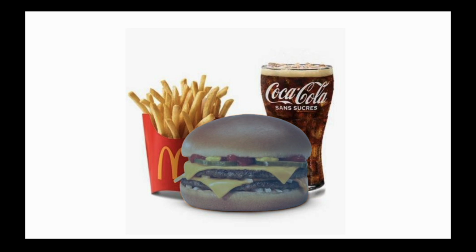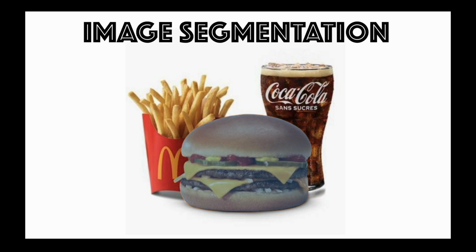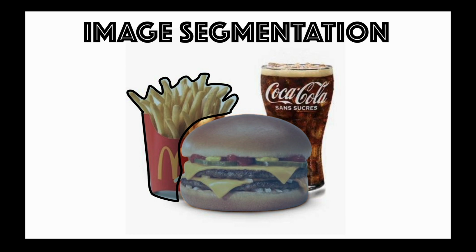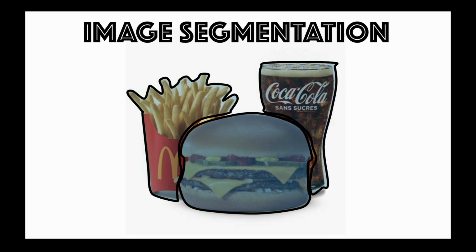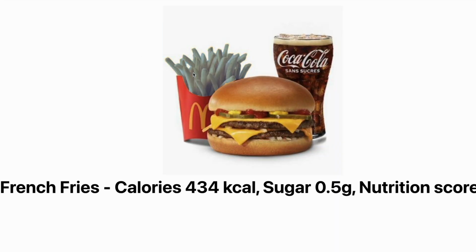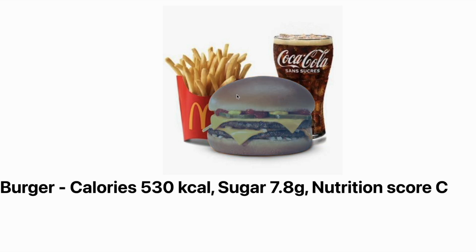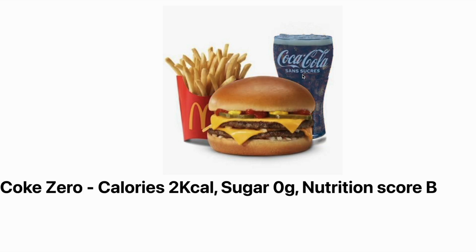Welcome to a demo on image segmentation. It is a very useful computer vision technique which allows you to identify distinct regions or segments in an image. In this demo, you will see how to identify different fast food items and show related details. Such a functionality can help improve customer experiences and boost sales.